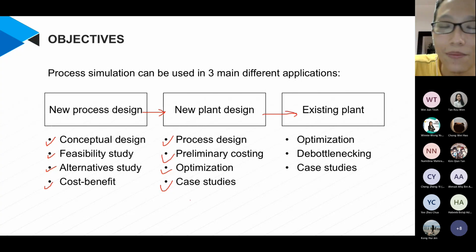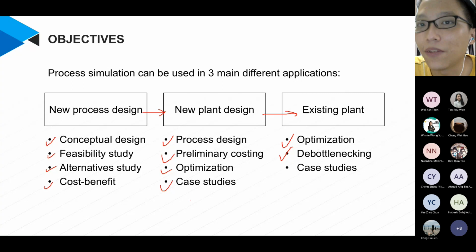So if you are in an existing plant, you still use process simulators. You can still do optimization. You can still do debottlenecking. Debottlenecking means, can I increase the production of this plant? Find out what is limiting the production. Can I make more product than what I'm having now? And then finally, case studies.